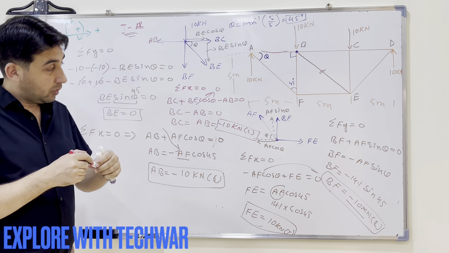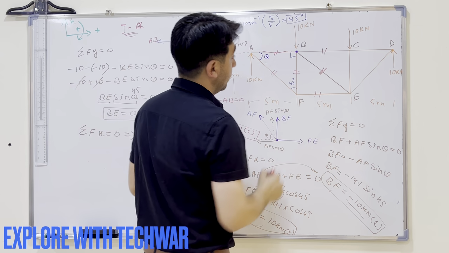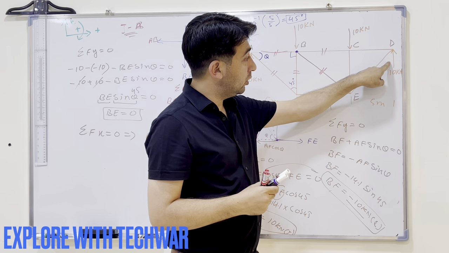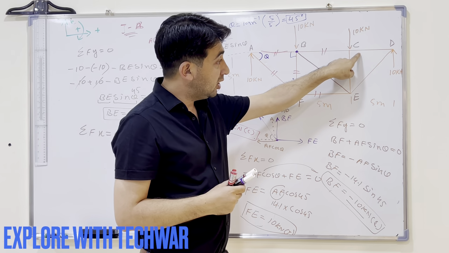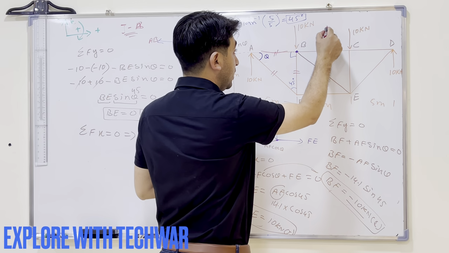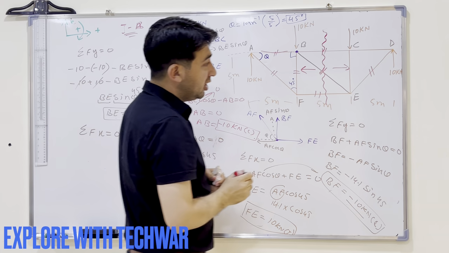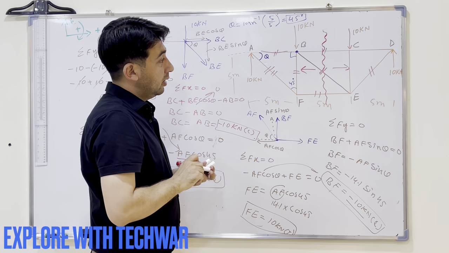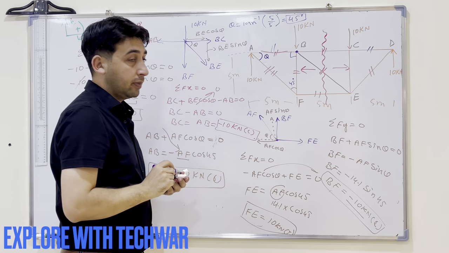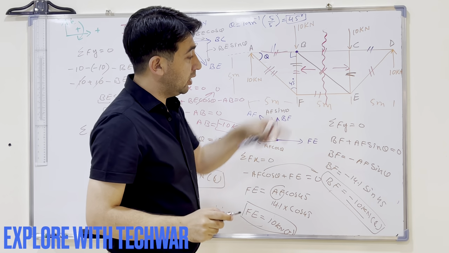So what have we done? We found this member, this one, here, here, and here. All these we found. But the truss is symmetrical. Joint D has 10 kN, joint A also 10 kN, C also 10 kN force downward, and B also 10 kN downward. So from this line, this side is symmetrical to this side. This member, ED, will be equal to AF. This member, CD, will be equal to AB. And this member, CE, will be equal to BF. The remaining in the middle, we already found here.